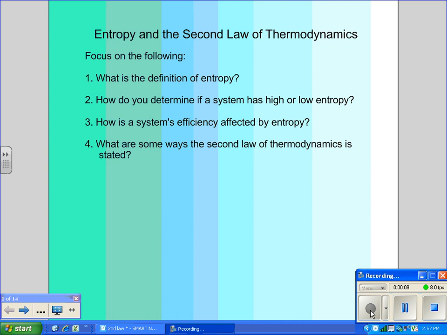This one we're going to focus on a new term to us. To most of us, we've never heard the word entropy before we've entered into a physics classroom. We're going to discuss what that means and what it has to do with a profound law, one of my favorite laws in all of physics, the second law of thermodynamics.